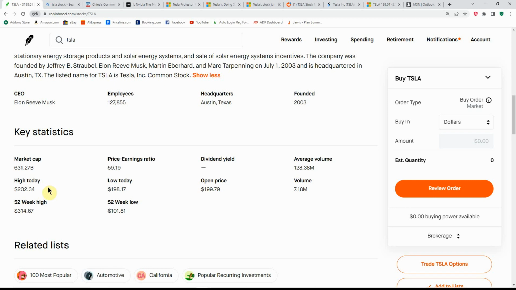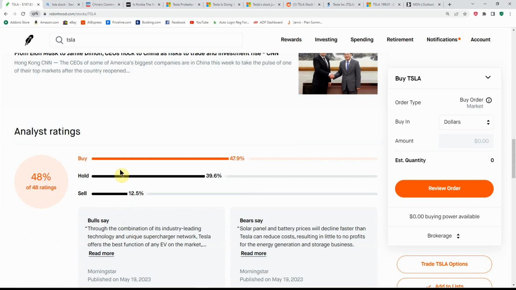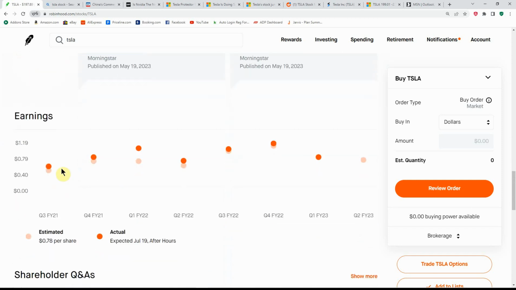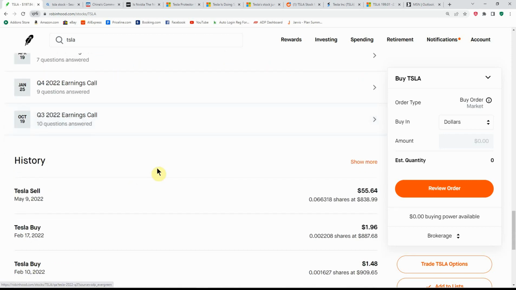High today of $202, low of $198, so you'd get a couple dollars swing in there if you wanted to trade it. It opened at $199, fell back, went up, and now it's back. 52-week high of $314 and a low of $101, so quite a bit of volatility in there. 48% buy, so not too bad. Next earnings is expected on July 19th, so from now through July.